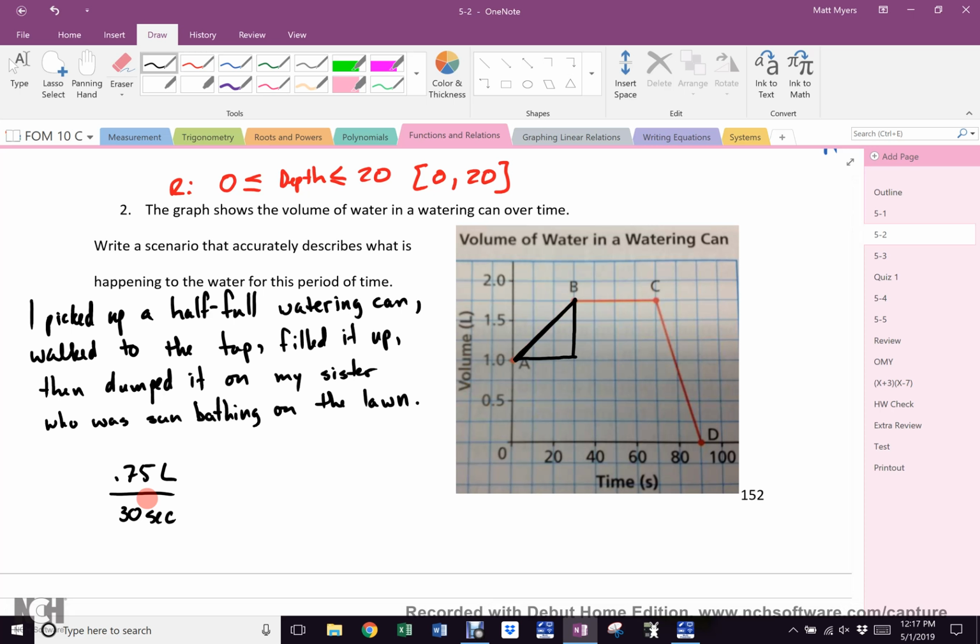I would use minute, which means 1 minute is how many 30 seconds? 2. So if I multiplied this by 2, what do I do that? By 2. So how quickly was I filling the water bottle? 1.5 liters per minute. Nice job, Malik. Everybody cool? What happened from B to C?